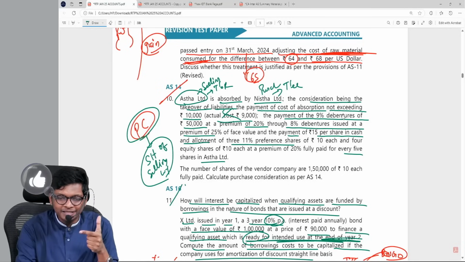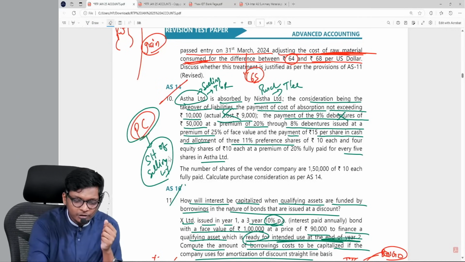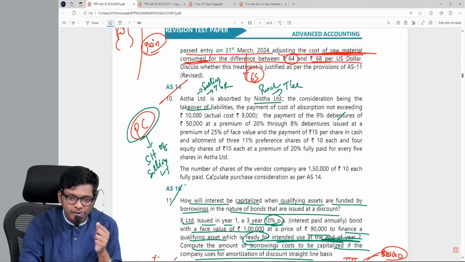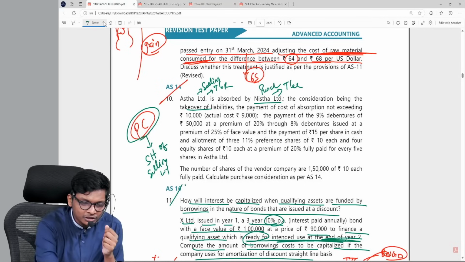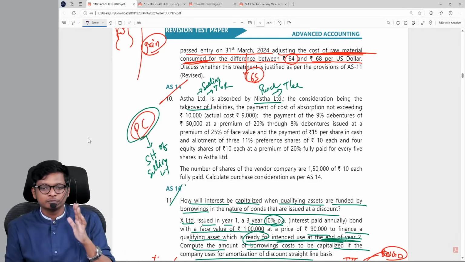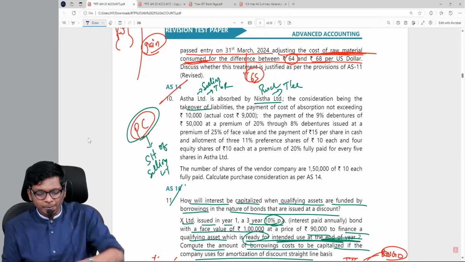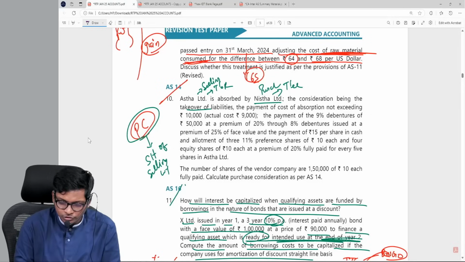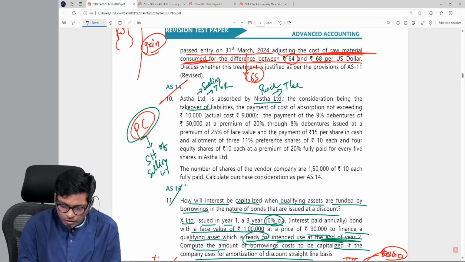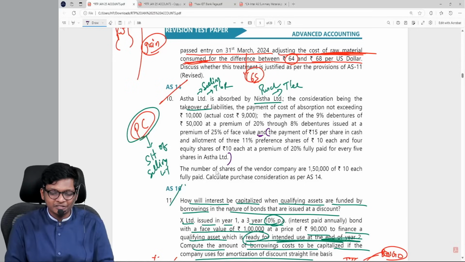Will I consider debentures? No. So that part of the question I will not read itself. For me, what I paid to the shareholders only is part of PC. The rest will come in amalgamation adjustments. So here, from here in the question, the first part, I don't care.